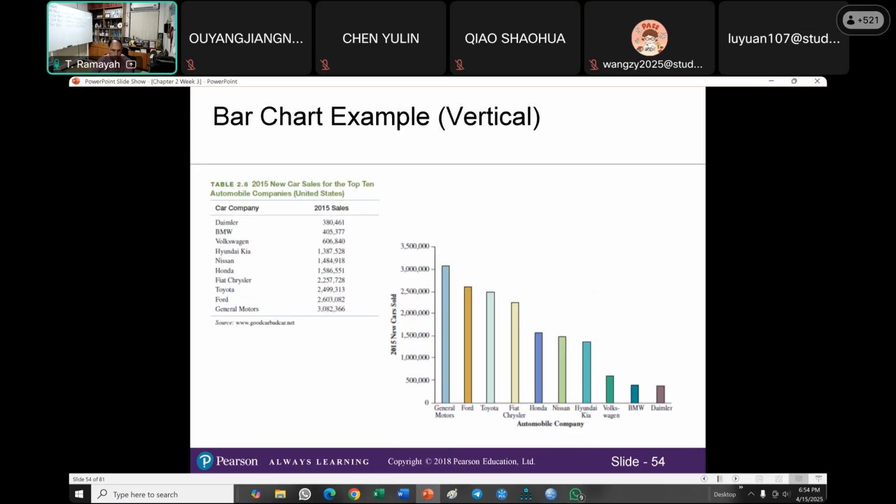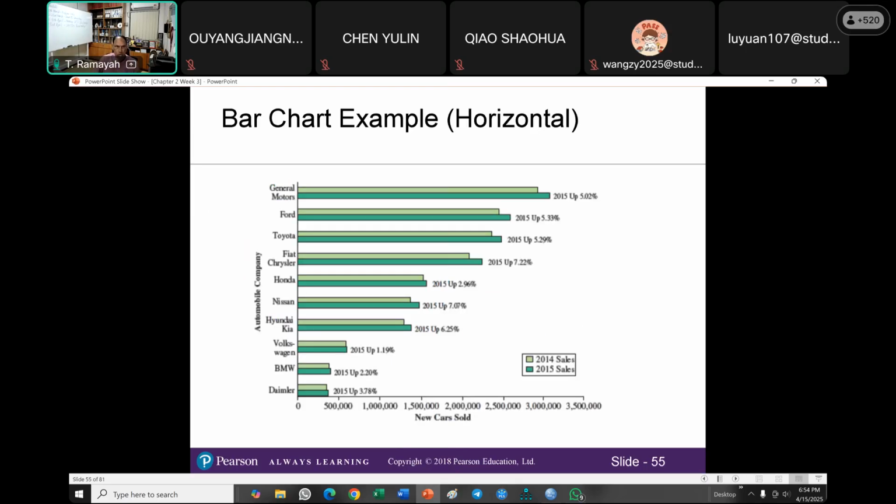This is another vertical bar chart of new car sales by company, Daimler, BMW, Volkswagen. We can see quickly that the highest number of new cars sold in the US in 2015 is General Motors, followed by Ford and Toyota. The smaller numbers are BMW and Daimler. These are some of the ways you can present your data in terms of the vertical bar. We can also present the bar chart in a horizontal manner.